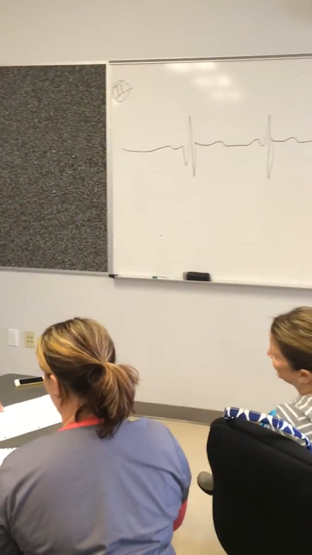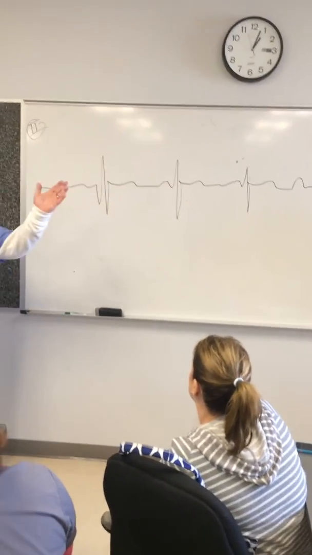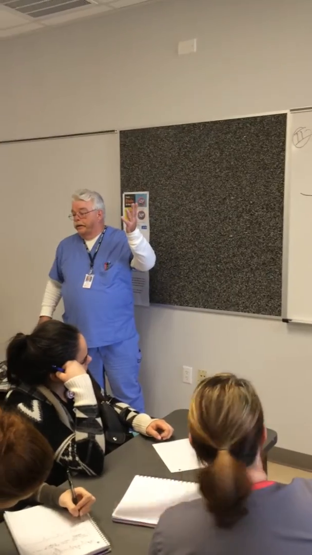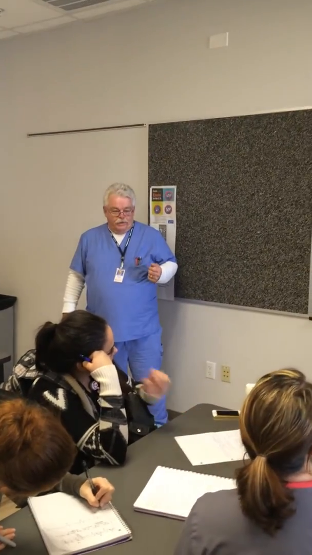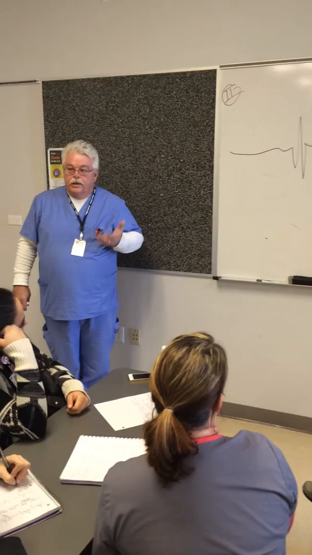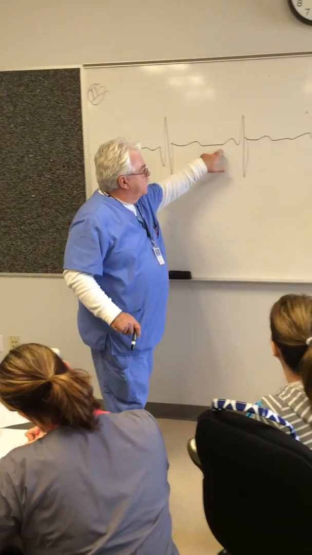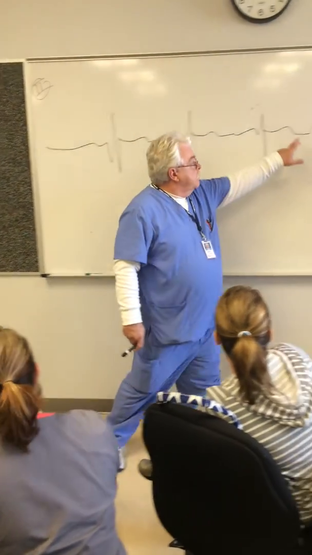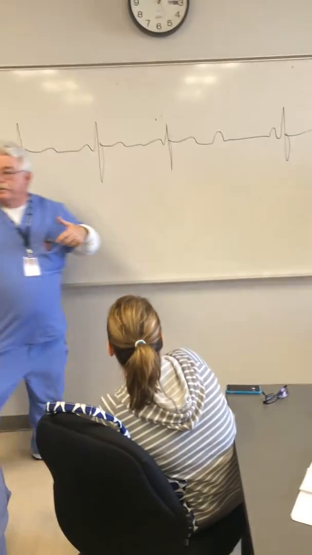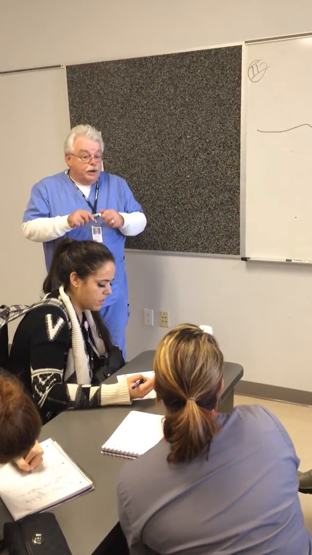First question, is it regular? Yes, it's regular. Second question, rate. 80. Third question, is there a P before QRS? 3A, is there more than one P wave? Yes, there is. 3B, is the PR interval regular? Yes, it is. This PR interval and this PR interval and this PR interval are all the same. You got a P with no QRS, and then this goes back to being the same. If some P's just don't get through, then you got a Mobitz 2.